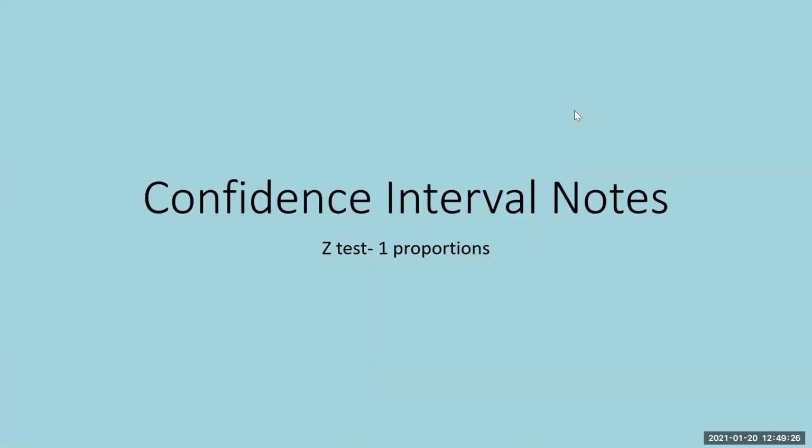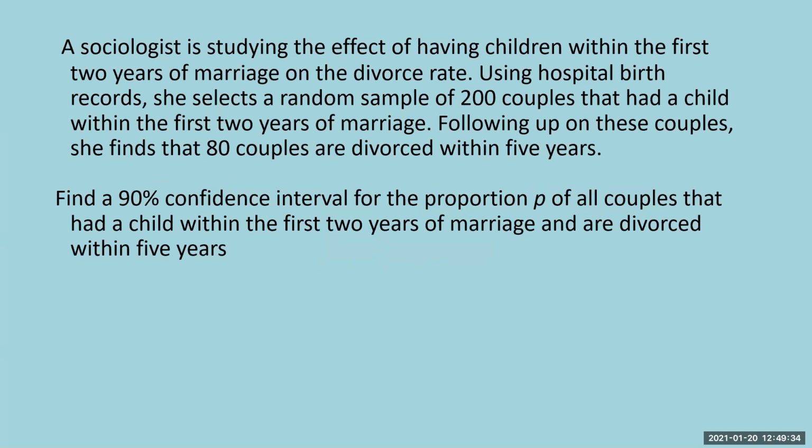Okay, confidence interval notes, talking about the z-test one prop. So a sociologist is studying the effect of having children within the first 2 years of marriage on the divorce rate. Using hospital birth records, she selects a random sample of 200 couples that had a child within the first 2 years of marriage. Following up on these couples, she finds that 80 couples are divorced within 5 years. So how do we find a 90% confidence interval for the proportion of all couples that had a child within the first 2 years of marriage and are divorced within 5 years?